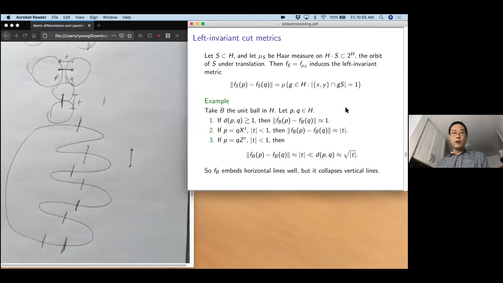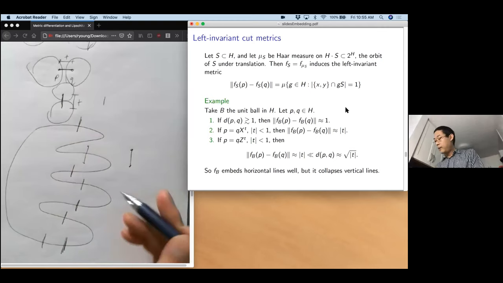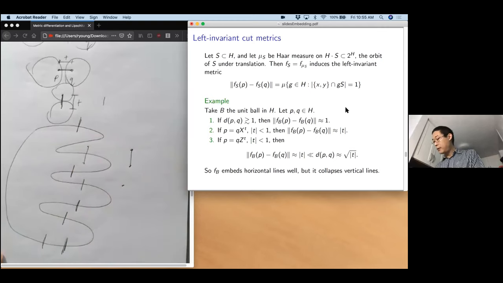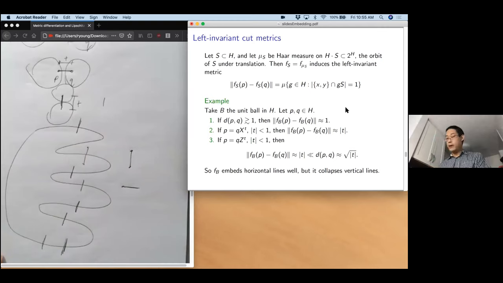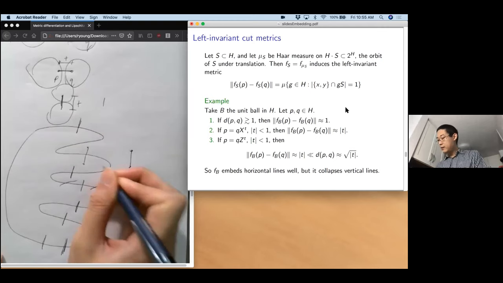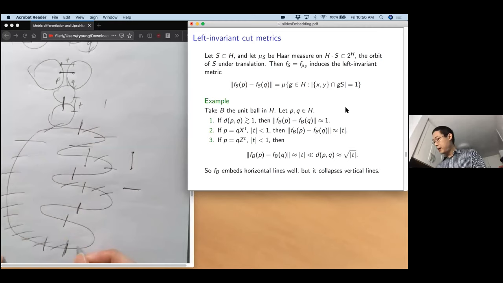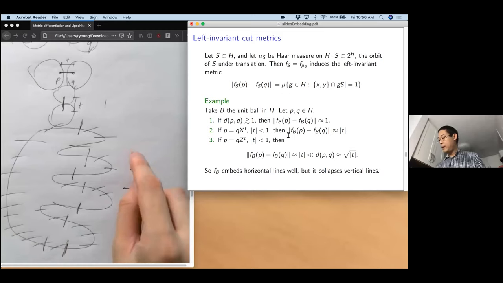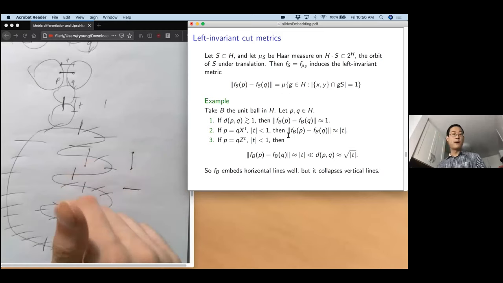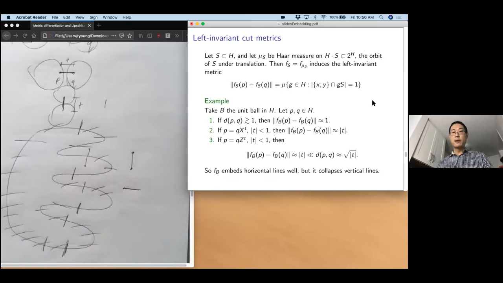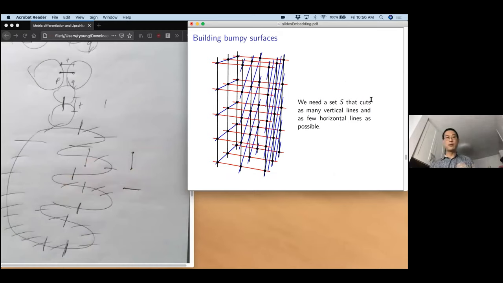But the problem with that is that ultimately we want our map to be Lipschitz. And in order to bound the Lipschitz constant, we need to know that points that are separated horizontally don't get sent too far apart. And the problem is that if I have a very complicated set like this, there are going to be a lot of translates of this set that cross this horizontal line segment. And so what we end up seeing is that the Lipschitz constant of my map is going to be governed by the measure of the boundary of the set, whereas the degree to which it separates vertical points is going to have to do with how many vertical lines cross the boundary of the set. So if we want to get a map that doesn't collapse the vertical lines like this, we need a set that cuts as many vertical lines and as few horizontal lines as possible.